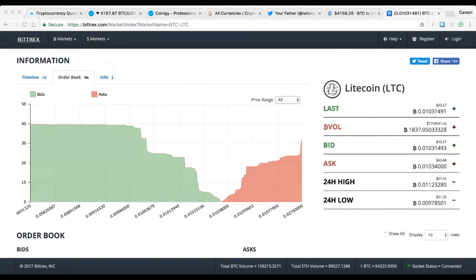Hey, the FUD is still there. The FUD is still there for Litecoin. People are still doubting it. What the heck is going on here?